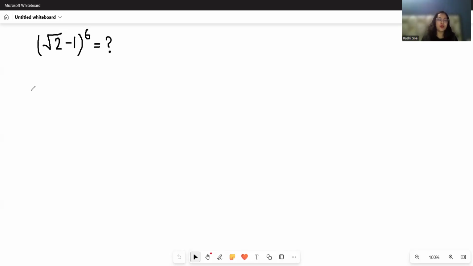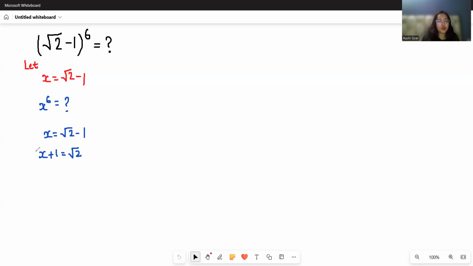So first I am going to take a substitution, that is let x equal root 2 minus 1. So basically now we have to find the value of x power 6, right? So let's find out. So x equals root 2 minus 1. I'll take this negative 1 to this side. So x plus 1 equals root 2.